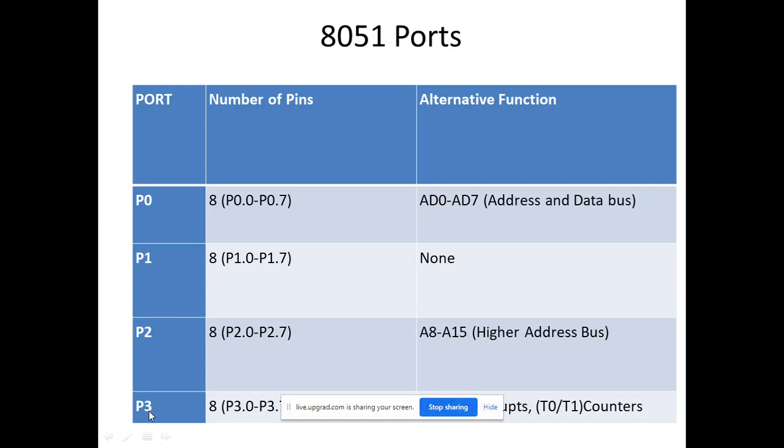Then port 3 works as GPIO, and in its second function, each pin works individually. It provides serial communication, supports the interrupt structure, supports the timer section, and supports read and write actions, etc. But now we are not concentrating on the alternate functions; we are focusing on the first function, that is GPIO, general purpose input output. You can use any port as per your choice. All ports have 8 pins, and you can use those 8 pins for interfacing input output devices.